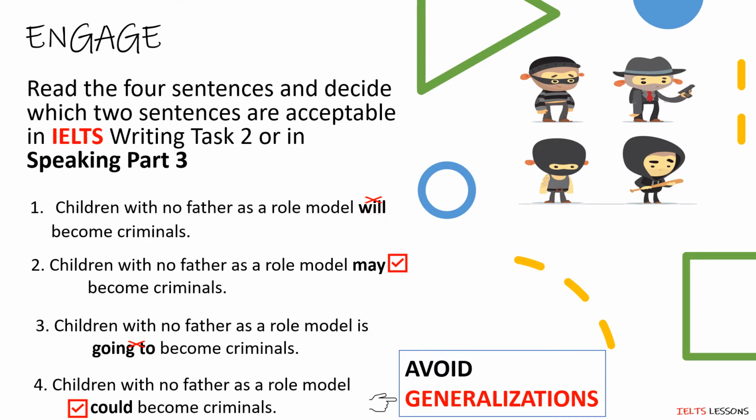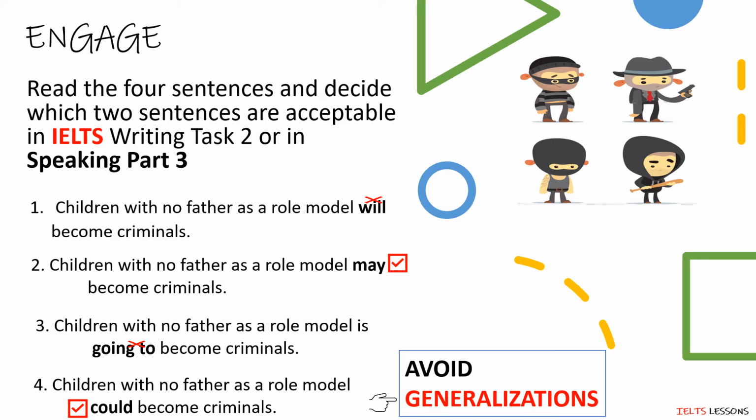So for example here in sentence number 1 it says children with no father as a role model will become criminals. Now that is a generalization because we are not certain or sure that children with no father as a role model will become, like 100% become criminals. Instead we may say children with no father as a role model may become criminals. So there's a possibility that if these children have no father as their role model, they could become criminals.